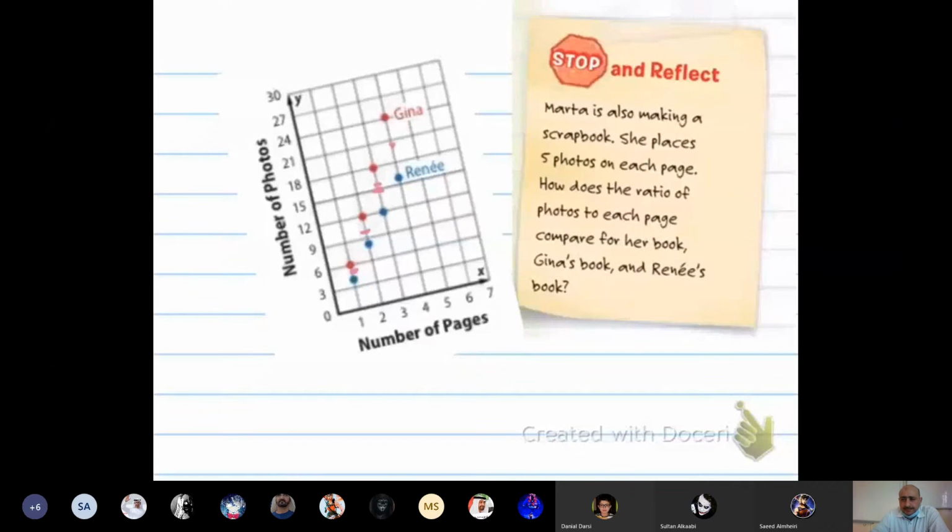And so you notice that she's kind of in the middle between Gina and Renee. And Renee's is still the least amount of steepness. And Gina's is the highest level of steepness because we're comparing our ratios of 1 to 4, 1 to 5, and 1 to 6. This is Gina, this is our new friend Marta, and this is Renee.